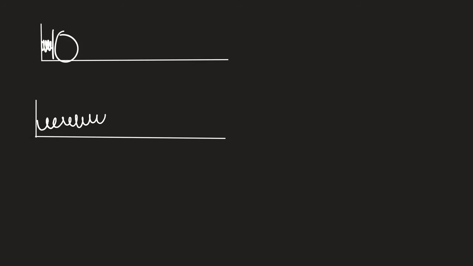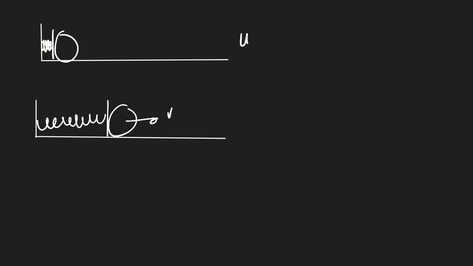So, I see two states of the question. I see the state where the spring is compressed and a ball is placed here. And then I see the state where the spring has been released and the ball is exiting the spring. And we're asked to find its velocity.